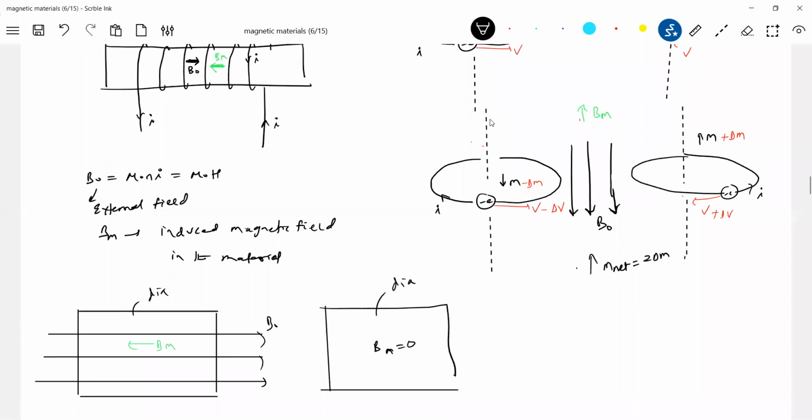Okay, got this? They may test you with these small ideas. What happens to the net field? The net field will become less than B naught. And the value of BM will be very much less than B naught. So the resultant field B net will be slightly less than B naught. So all these small, tiny pieces of information, you have to be careful. This is what happens in the diamagnetic substance.